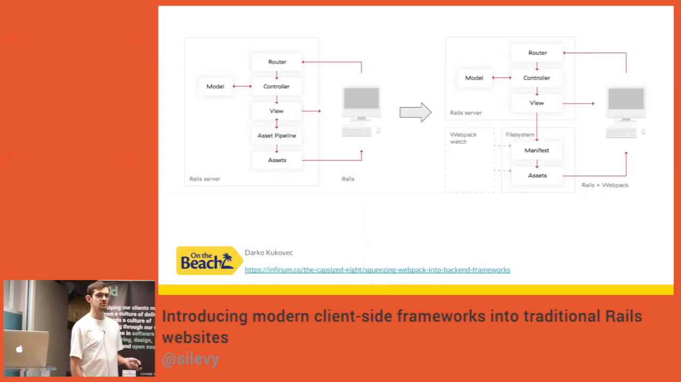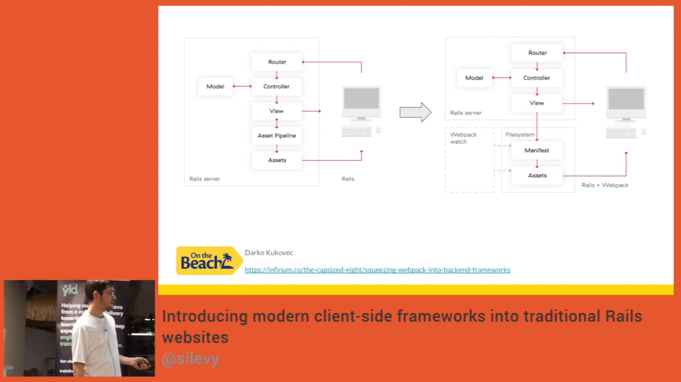So how does that sort of look from a design point of view? On the left here, we've got the traditional one with the asset pipeline. So again, at build time, your assets are put through the asset pipeline and outputted onto the file system. Rails reads in the output of the asset pipeline and can reference them in views.